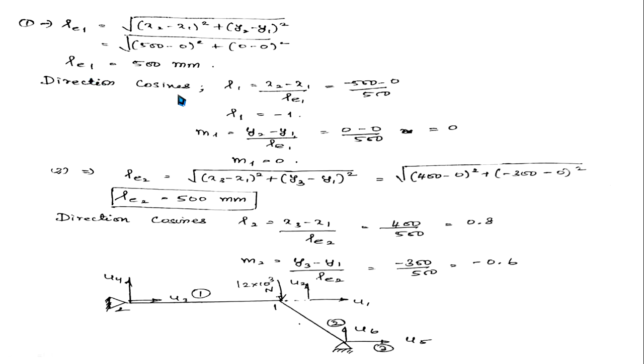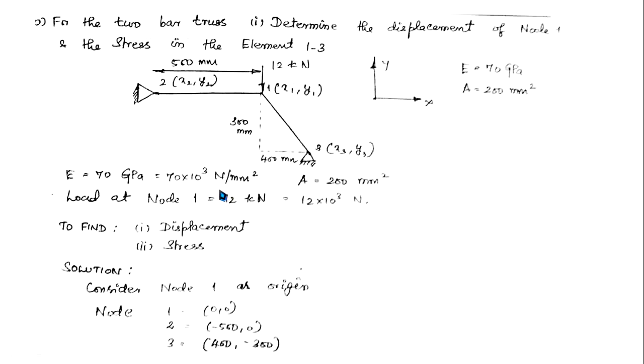Next, the direction cosines L1 and M1. As we have seen in our previous section, substitute x2 minus x1 divided by LE1, calculated from the previous step, and we get L1. Similarly M1. This is the L cosine, this is the M cosine. Now you repeat the same steps for element number 2. For this element, the related nodes are node number 1 and node number 3.